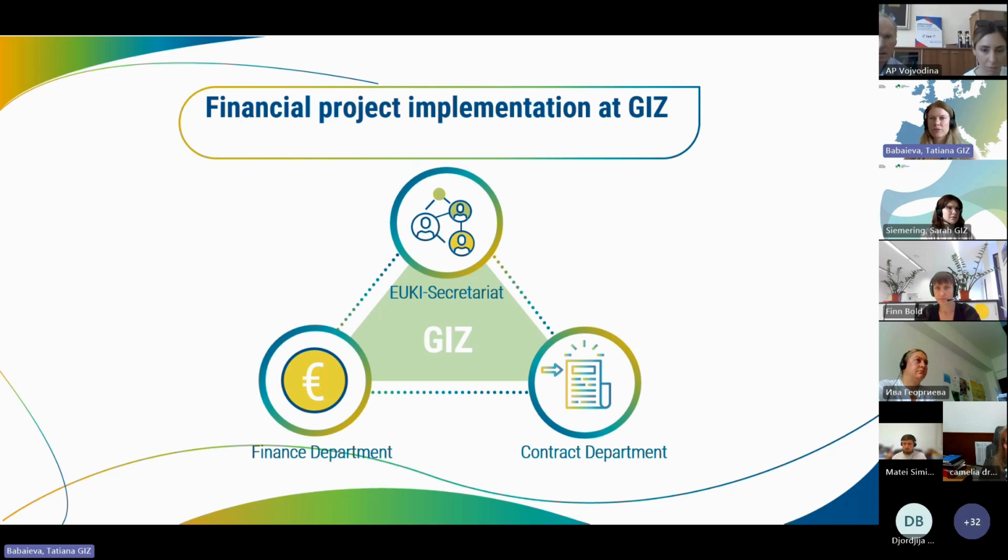During the implementation of your project, you will mainly communicate with us, the EUKI Secretariat. Each project will have a specific contact person for all questions regarding financial matters. Additionally, you may have contact with the finance department of GIZ regarding specific issues related to disbursement or financial reports. At the start of your project, our contract department will send you the contract, since the contract is directly between GIZ and your organization. Nevertheless, we are the main contact for all your questions.